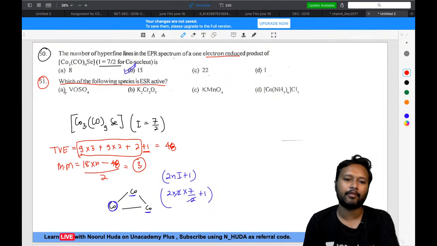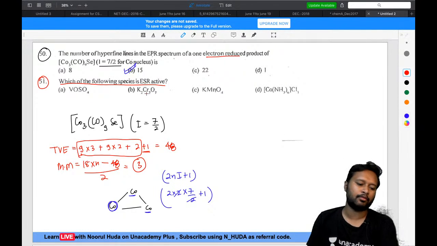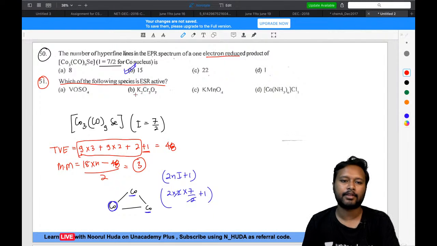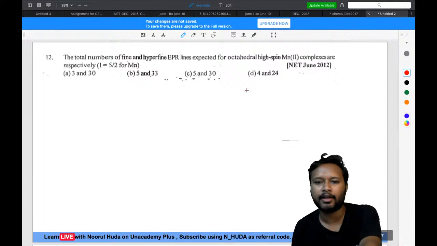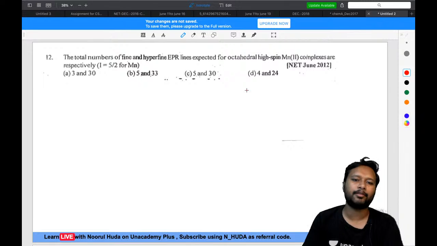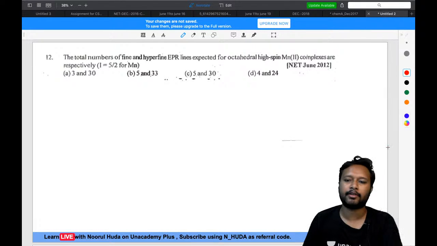Like ESR active, options are A, B, C and D. So whosoever is there in the class, just try it. Just look at the oxidation state of these species and tell me which is going to be the correct product. I guess this one you guys will be able to do. I'll take some different types of questions which are asked on the basis of this ESR or EPR spectroscopy.